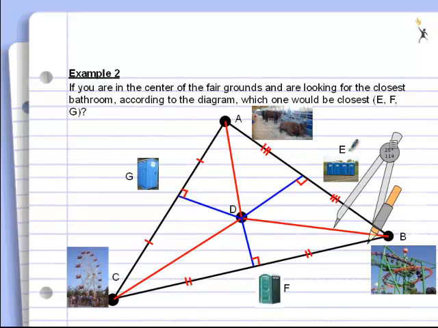Now, in example 2, we're shown a county fair. Okay, I went to the fair this summer. It was a lot of fun. I took my daughter to see the horse barns. She loves horses. I love horses. It was a lot of fun.